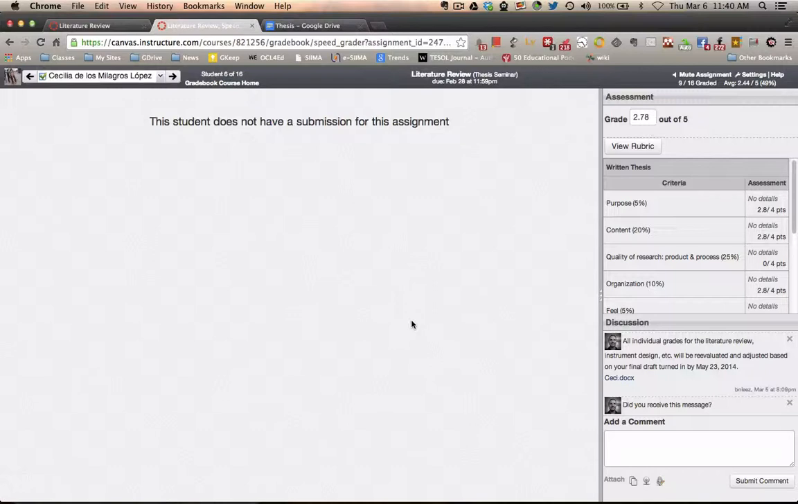Cursos y grupos. Thesis Seminar. Oh, no sé si dice. Grades. Literature review. Ahí. Ahí está.